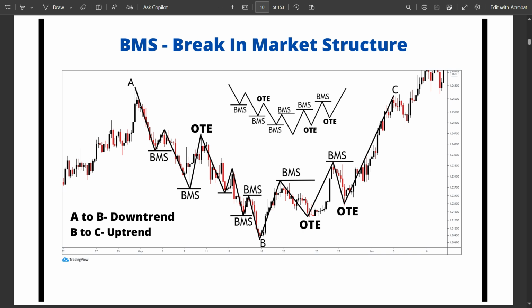Secondly, after this swing is broken, we can say it's a BMS. As explained, a BMS is a break in market structure. If the structure doesn't break, I can't say whether it's a BMS or not. Pay close attention to this point.